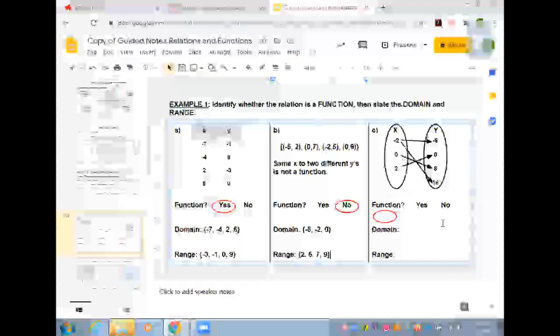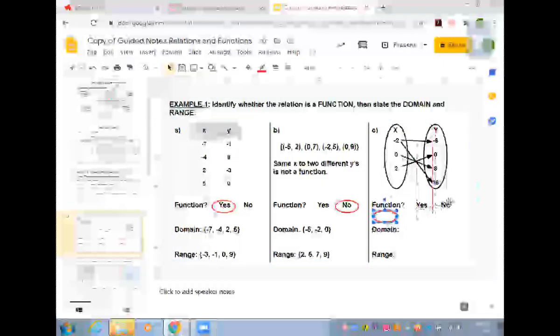Okay, looking at C. Is C a function? Well, we think it's yes. Well, it looks like to me, if I'm looking at my arrows, -2 is going to 16 and it's going to -8, right? So that would mean a same X value is going to 2 different Y values. And if I have that, then it means it's what? Not a function. Yep. The same X going to 2 different Y's makes it not a function.